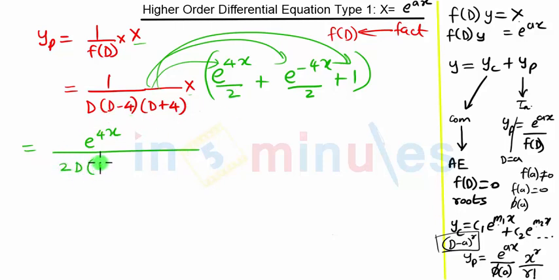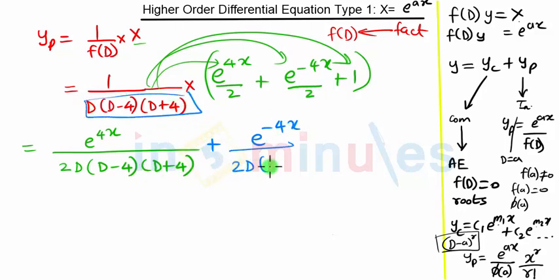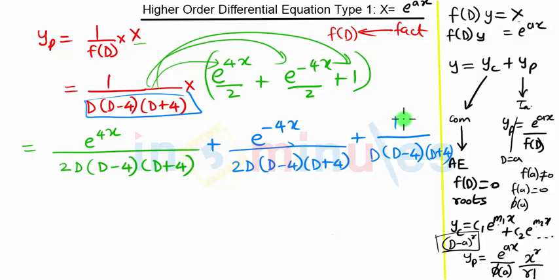part D into (D minus 4) and (D plus 4). Then we have another part e raised to minus 4x, the 2 will remain as it is, then this part, D into (D minus 4) into (D plus 4). After this we have 1 and this part which is D into (D minus 4) and (D plus 4). Whenever we have 1 and we do not have e raised to something, we can represent this one as e raised to 0x. So e raised to 0x is nothing but 1.